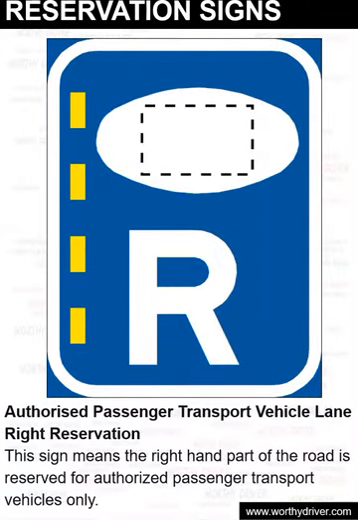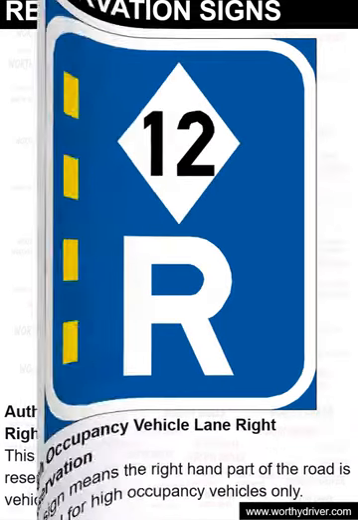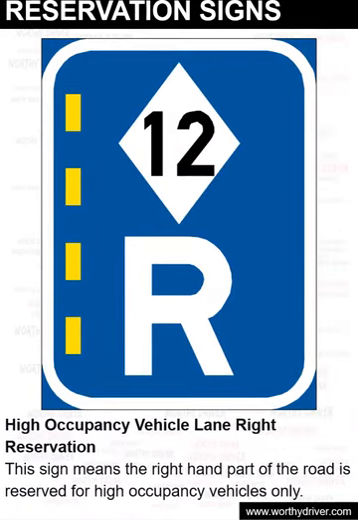Authorized passenger transport vehicle lane right reservation. This sign means, the right-hand part of the road is reserved for authorized passenger transport vehicles only. High occupancy vehicle lane right reservation. This sign means, the right-hand part of the road is reserved for high occupancy vehicles only.